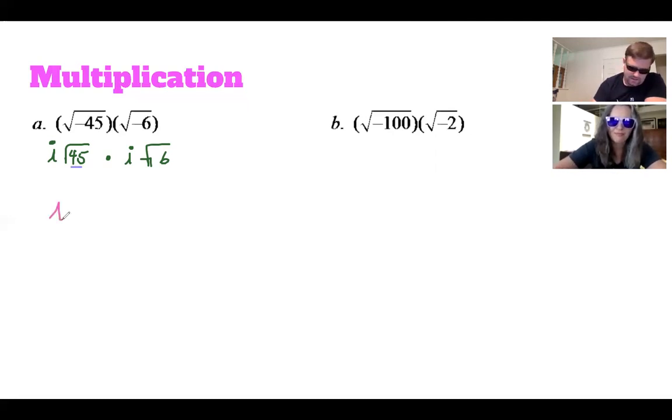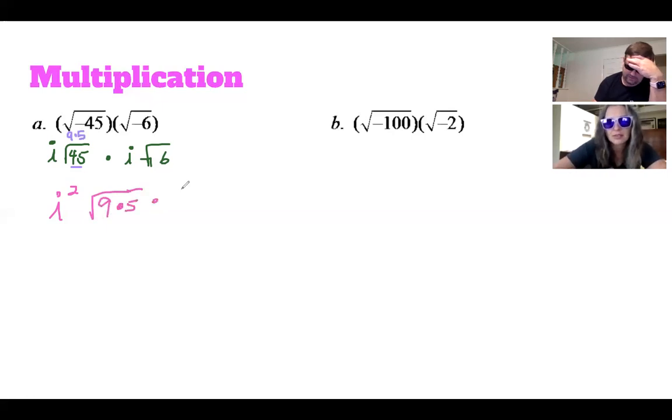It's Thursday. So I'm going to have i squared here. Well, what's the square root of 45 and the square root of 6? Oh, you want me to reduce the radical? 45 is 9 times 5.